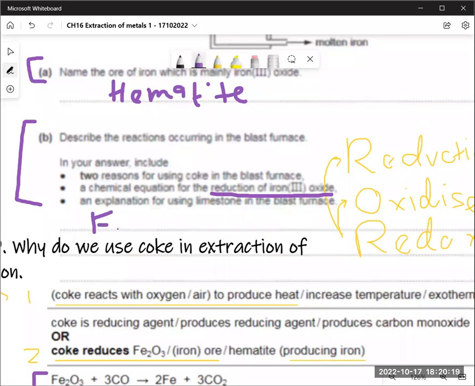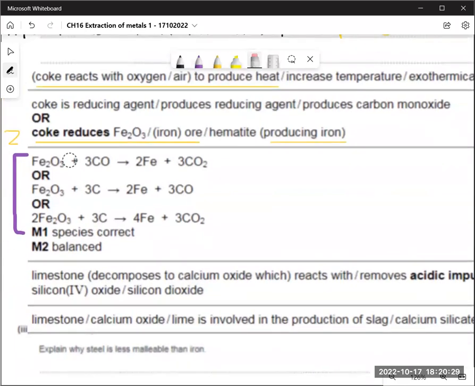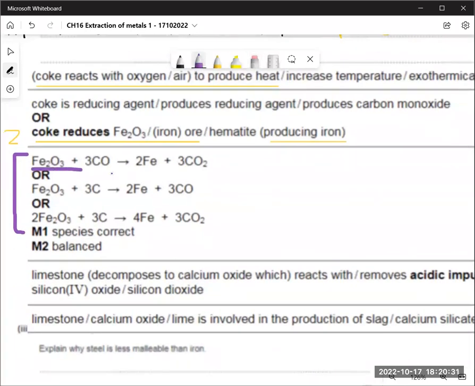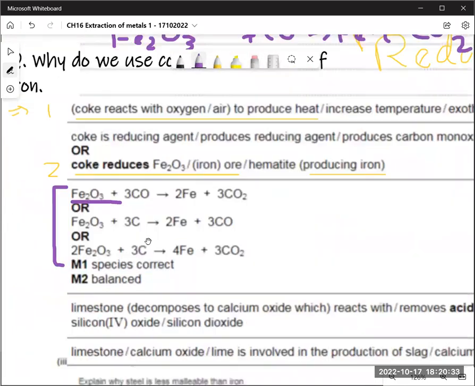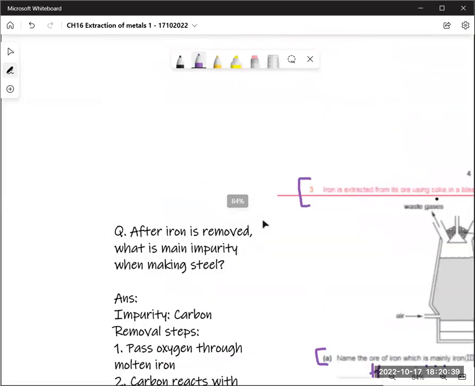Fe2O3 solid plus CO equals Fe plus CO2. That's the answer, which you're going to write here: Fe2O3 plus CO gives us Fe plus CO2. Now, I think there's something else missing here.